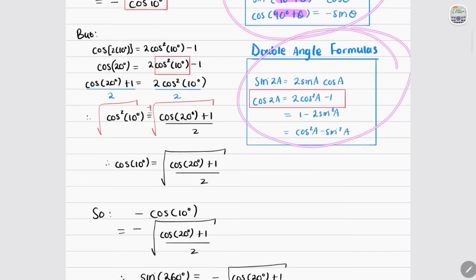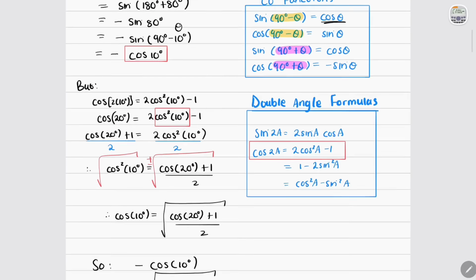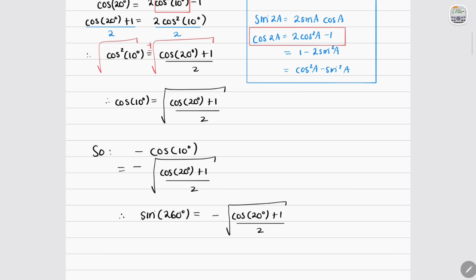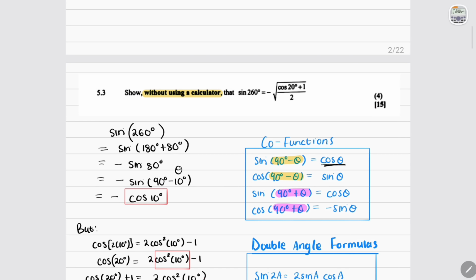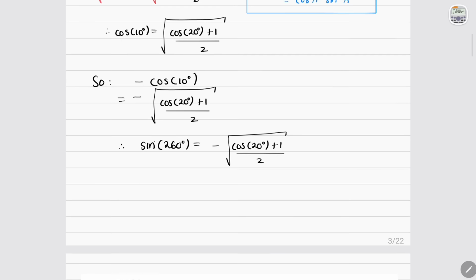I'm just leaving these as explanations because I'm also going to put this on my website, so you can also access the workings of this. Okay, so that is it for that question, and that is it for question 5.